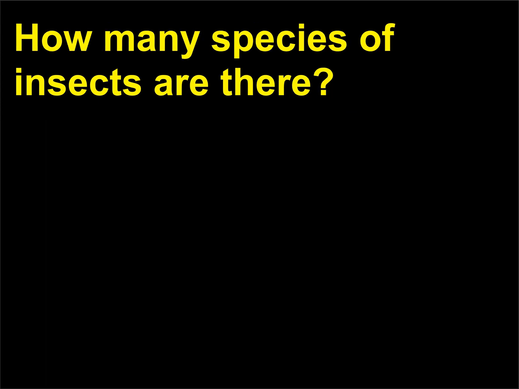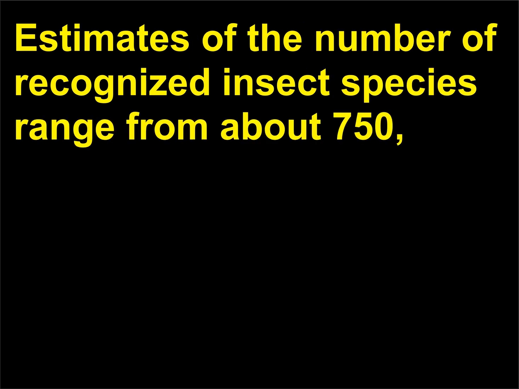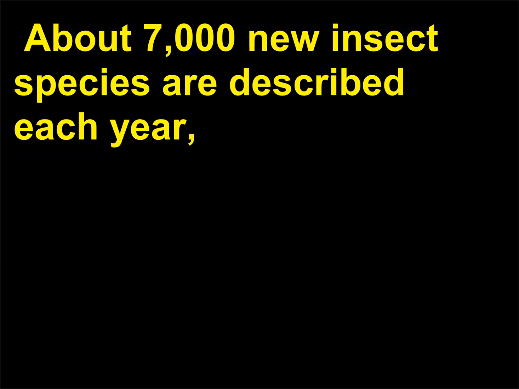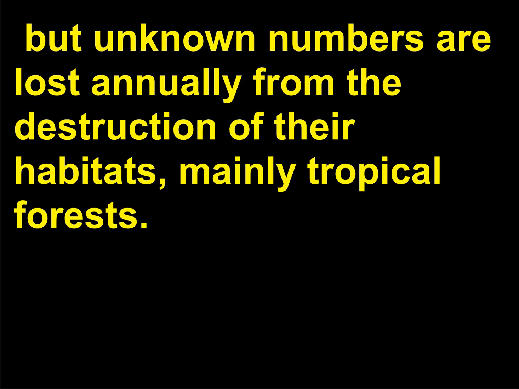How many species of insects are there? Estimates of the number of recognized insect species range from about 750,000 to upward of 1 million, but some experts think that this represents less than half of the number that exists in the world. About 7,000 new insect species are described each year. But unknown numbers are lost annually from the destruction of their habitats, mainly tropical forests.